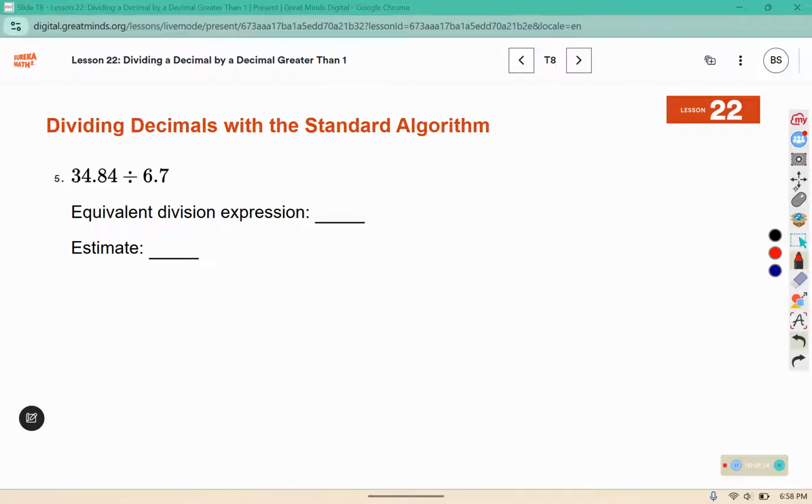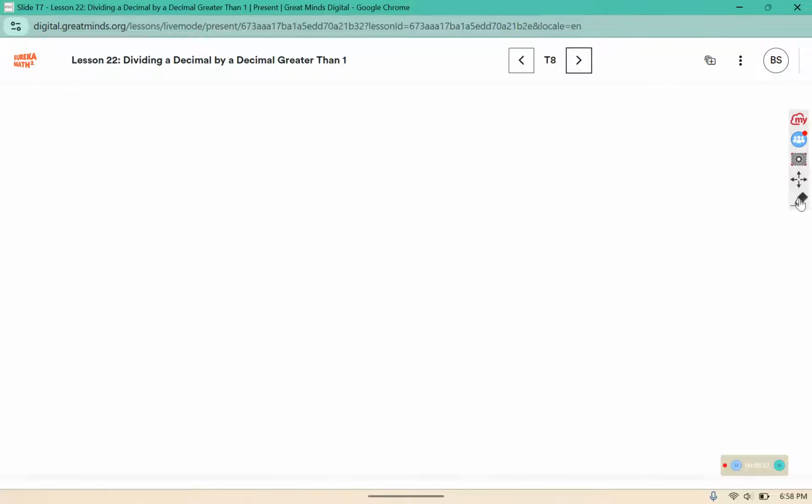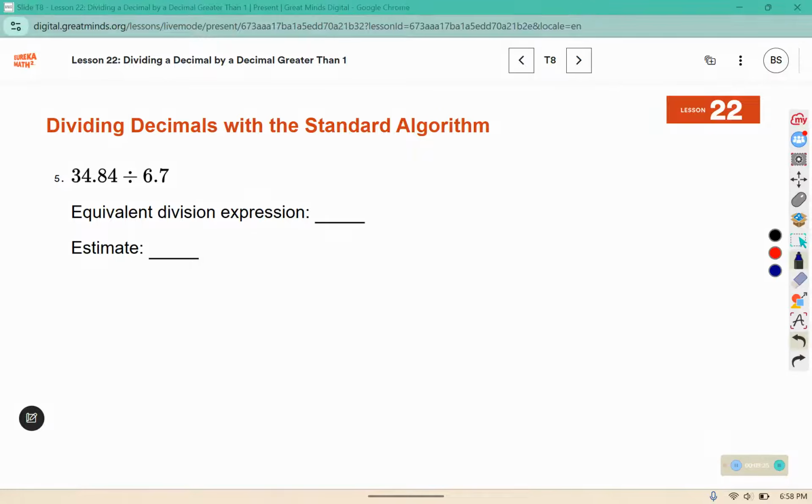Number 5. Remember, we are just changing the divisor to a whole number, not the dividend. So I move 1 spot to the right, 1 spot to the right. This is 348.4 divided by 67.